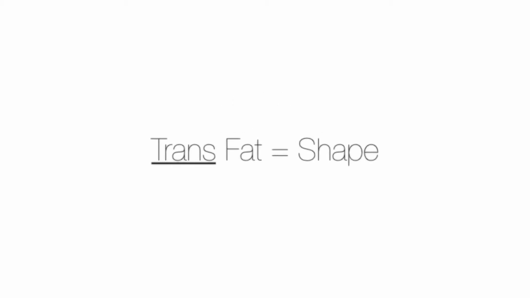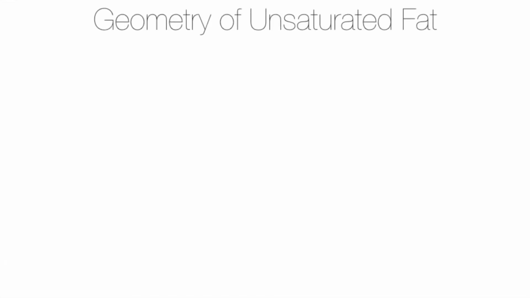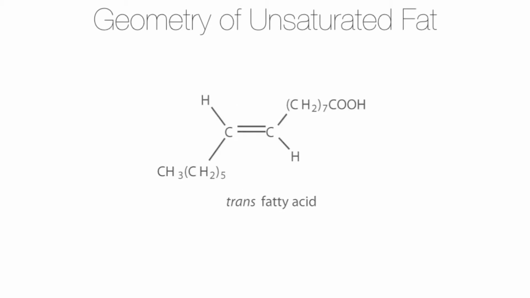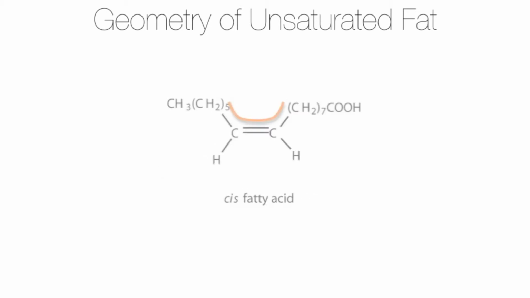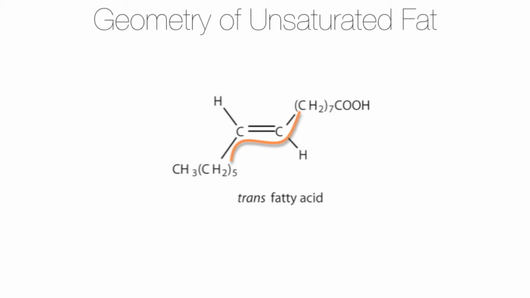The trans in trans fat just refers to the shape of the fat molecule. Now there are 2 types of shapes an unsaturated fat can take, cis and trans. Cis fat will make a sideways C shape, like the orange line, and a trans fat will make a stair or chair shape. So what's the role of trans fat in the body?